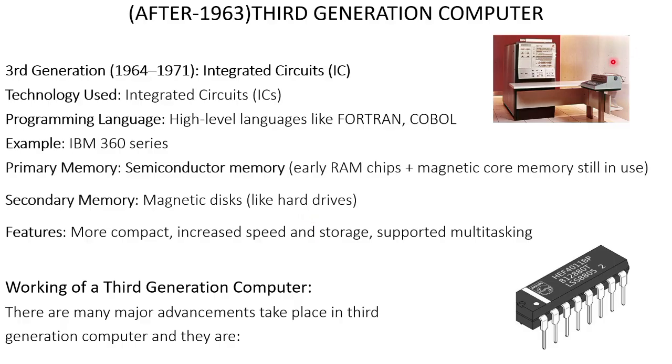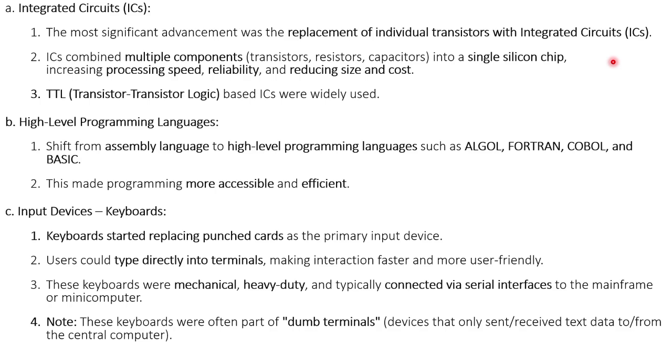There are many major advancements that took place in third generation computers. First is the integrated circuit. The most significant advancement was the replacement of an individual transistor with an integrated circuit. It combined multiple components, transistors, resistors, and capacitors, into a single silicon chip, increasing processing speed and reliability and reducing size and cost. And these circuits are TTL based, like transistor-transistor logic. So these integrated circuits, TTL type, were widely used in third generation computers.